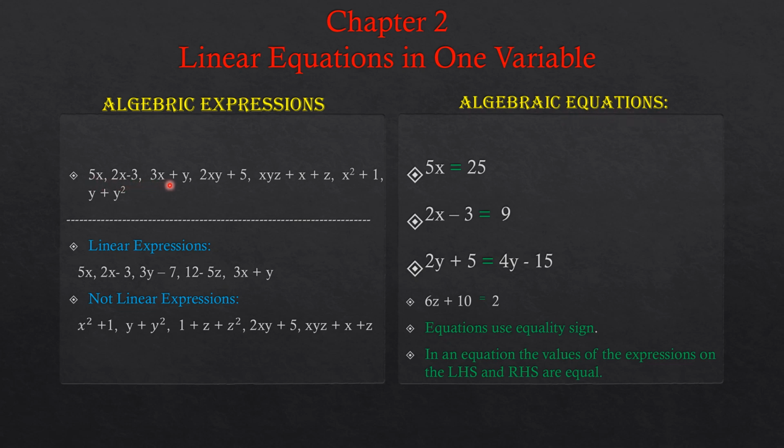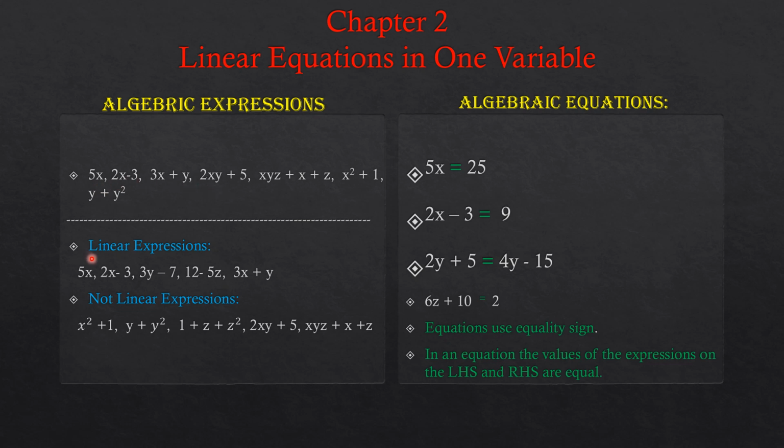5x, 2x minus 3, 3x plus y, 2xy plus 5, xyz plus x plus z, x square plus 1, y plus y square. These are examples for algebraic expressions. Here we can see the English letters x, y and z. These are called variables. They show unknown quantities. Algebraic expressions are mathematical statements formed by numbers, variables and signs.